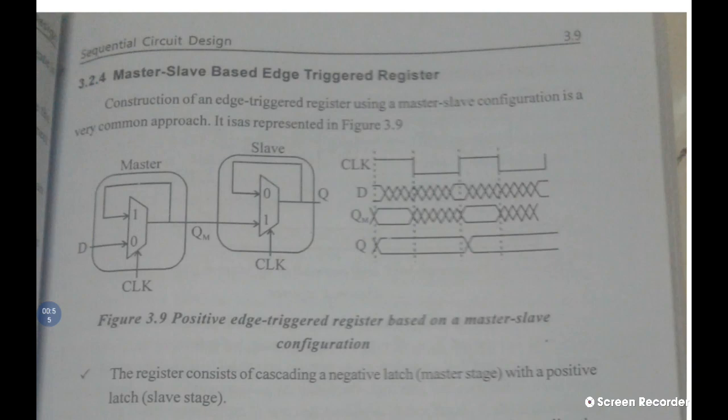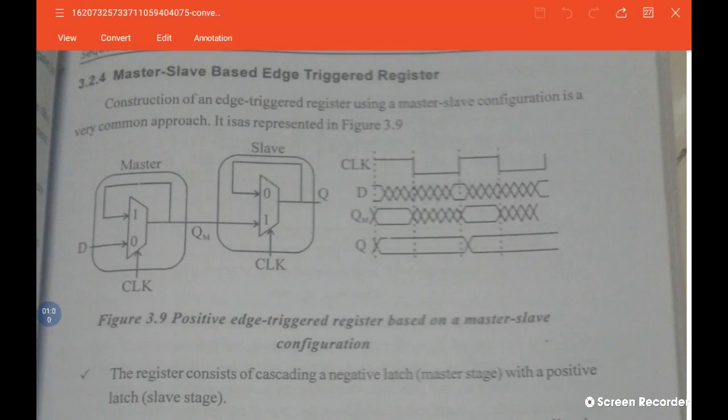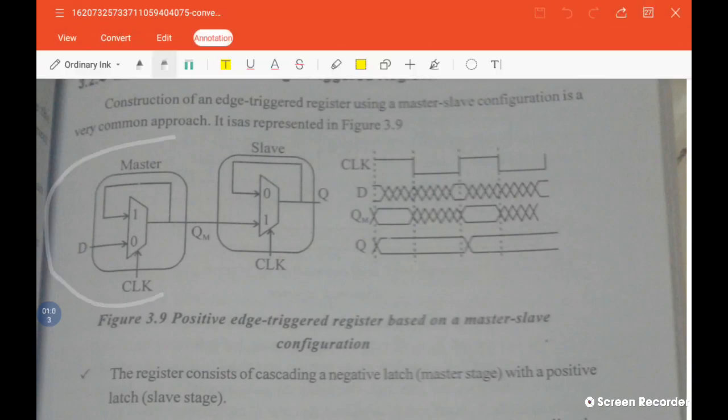The negative latch works as the master latch, and the other is your slave latch. So the master latch is nothing but a negative latch, and the slave latch is a positive latch. By combining a negative latch and then a positive latch, we have formed an edge triggered register. Why we call it an edge triggered register, you will come to know at the end of this video. Now we'll see how this master slave edge triggered register works.